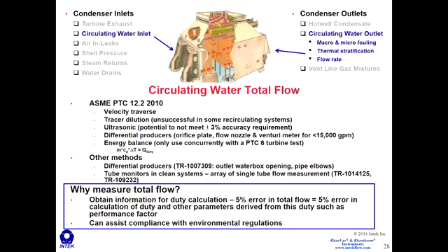So why measure total flow? Well, it's really a critical measurement to make. You need it to calculate duty if you don't have access to duty. A 5% error in total flow can cause a 5% error in calculation of duty, and other parameters derived from that. Another reason to measure total flow is it can assist with compliance with some environmental regulations.